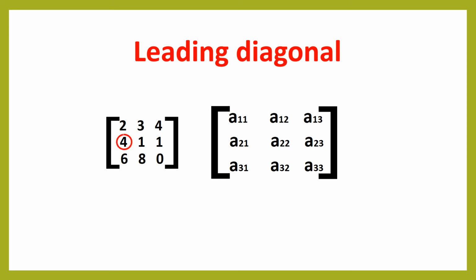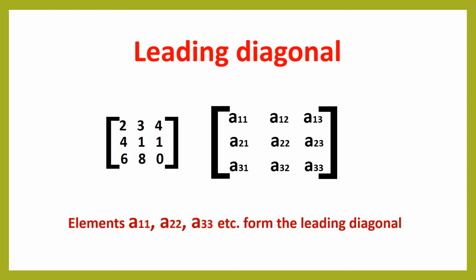Then 4 will be A21, second row, first column. Then 1 will be A22, second row, second column. This one will be A23, that is second row, third column. The 6 will be A31, that is third row, first column. 8 will be A32, third row, second column. And the 0 will be A33, third row, third column. So there is a position for each and every element of the matrix. Now let us see what is the leading diagonal.